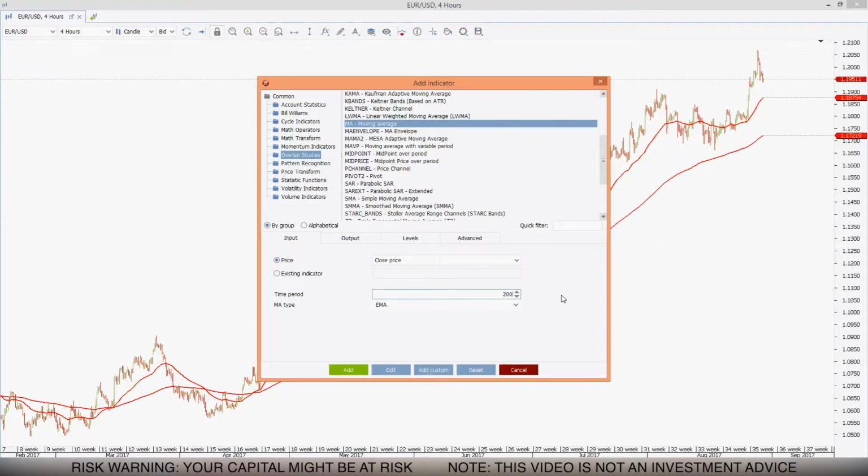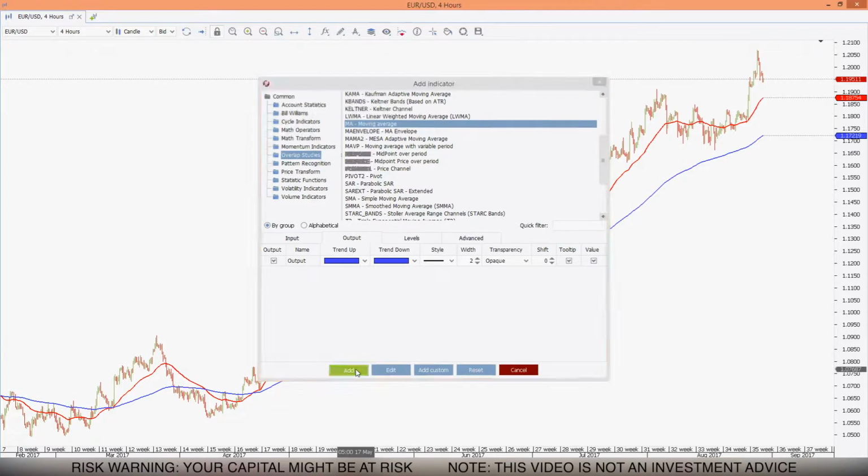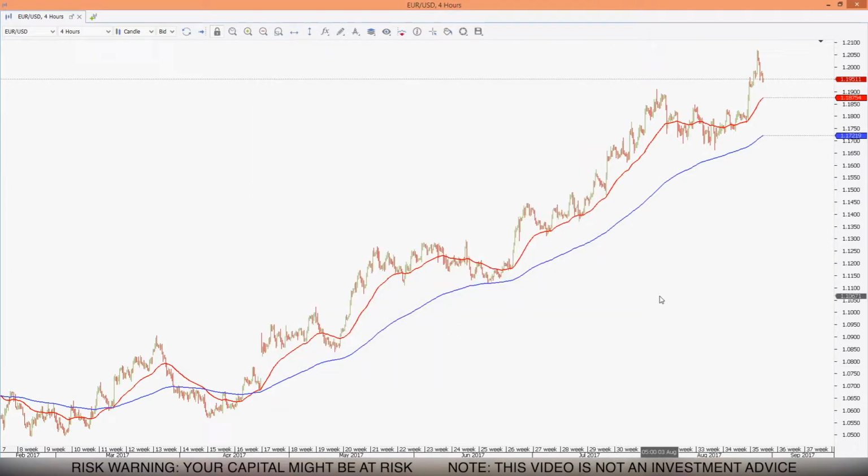In order to have an idea about which one is which, we change the color simply. If the 50 is red, let's put this one in blue, and then we click add. Just like that, we know that in a bullish trend, the moving average 50 will always be above. In a bearish trend, the bigger moving average would be above, the other way around.